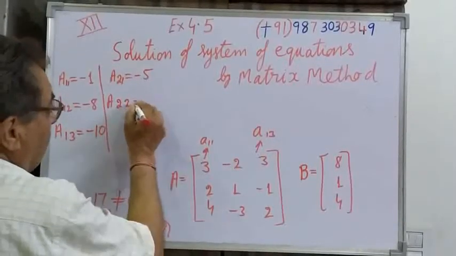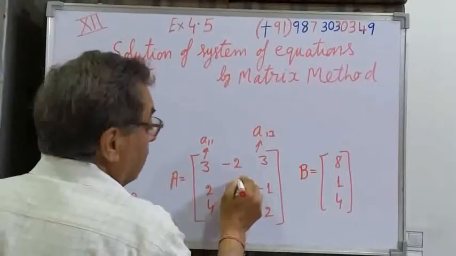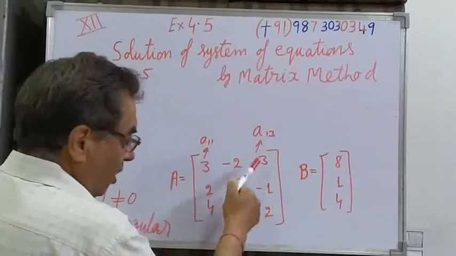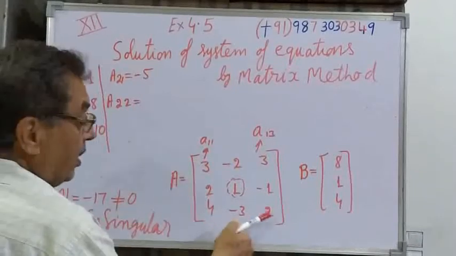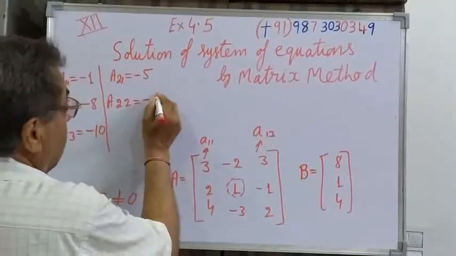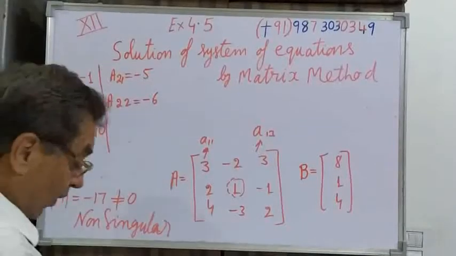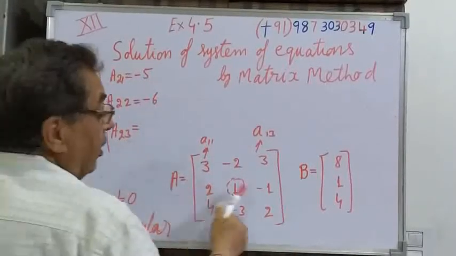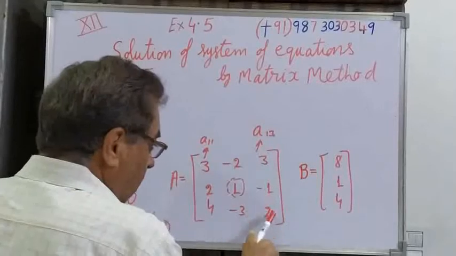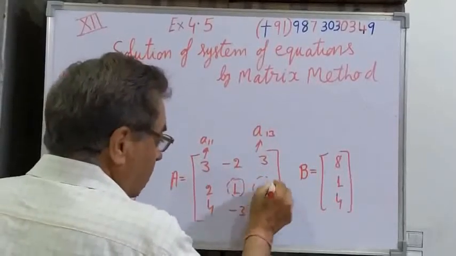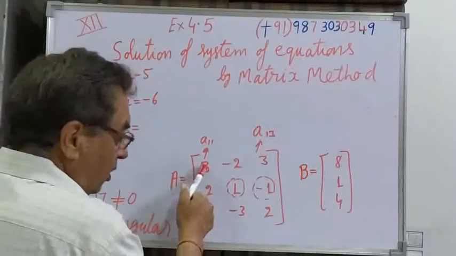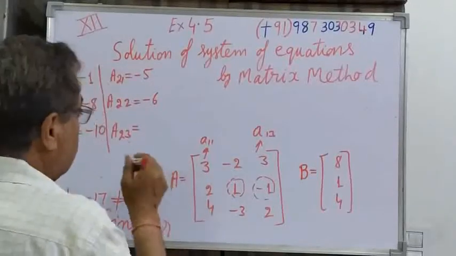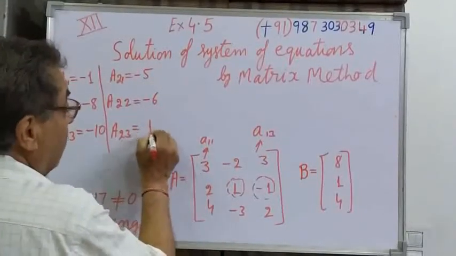Next is your A22. Second row, second column element, the cofactor of this one. What is the cofactor of this one? Hide this, 3 twos are 6, minus 12. 6 minus 12 is minus 6. So we get the cofactor A22 as minus 6. The next is the cofactor of A23. Second row, third column, this is minus 1. The cofactor of minus 1, and what is that? 3 minus 9, or plus 8 with the odd place, we get plus 1.